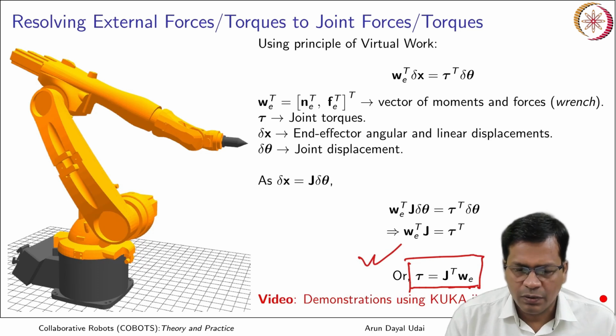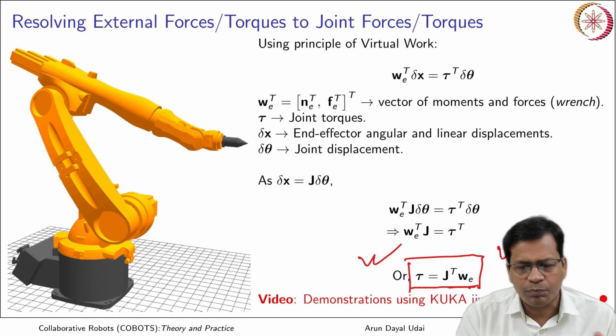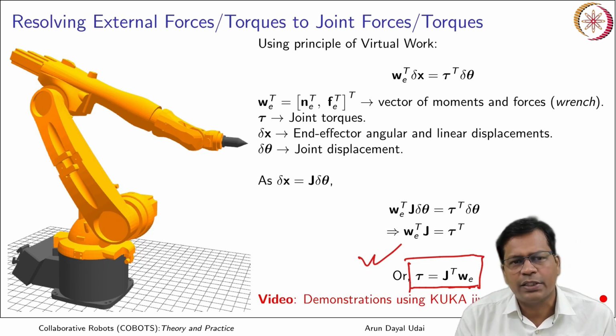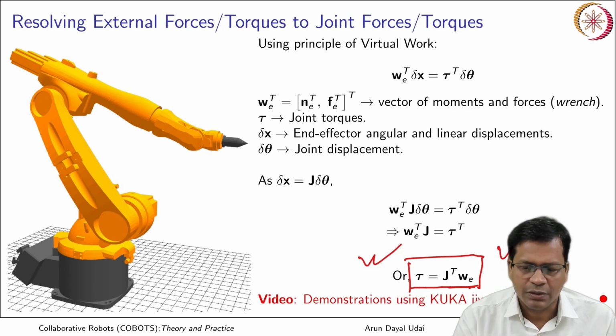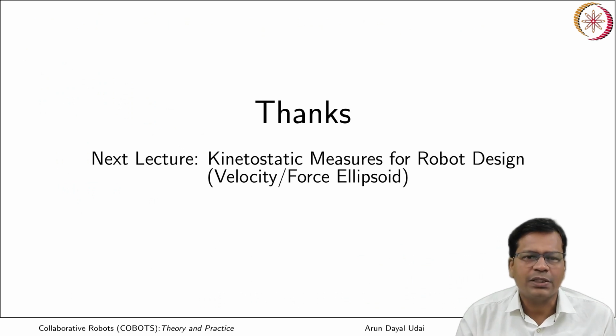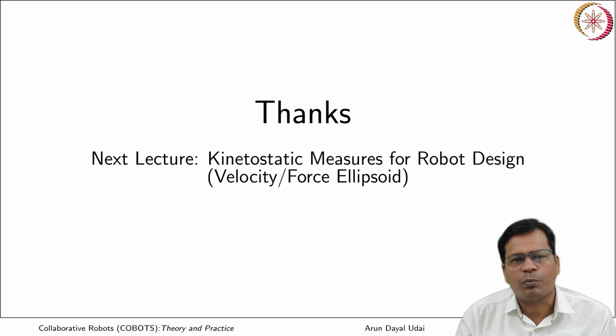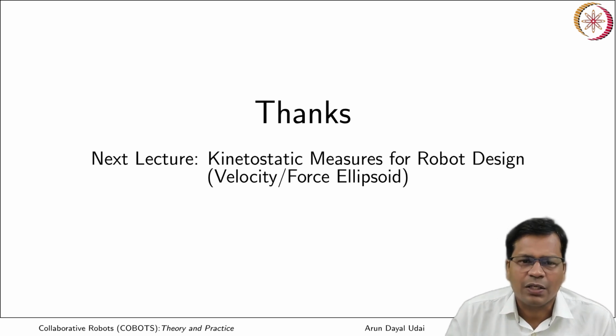I hope you understood the significance of why we are doing this and the gravity compensation. Both of these are very helpful in designing my control algorithm, and both are going to become the major components of the control algorithm. We will create the model based on this. So that's all for this lecture. In the next lecture, I will discuss kinetostatic measures for robot design, that is velocity and force ellipsoids. That's all. Thanks a lot.